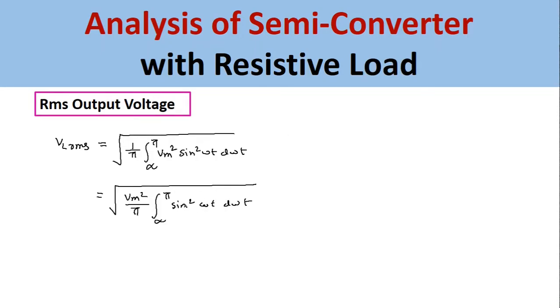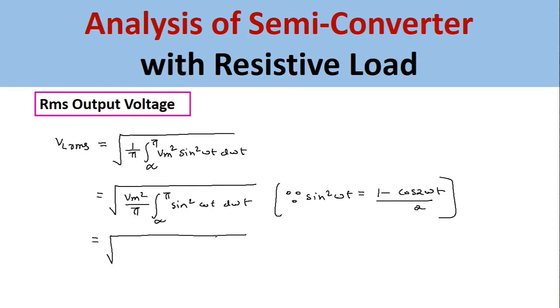Okay, now we will put the formula of sin² ωt. We know that sin² ωt is equal to (1 − cos 2ωt)/2. When we put this formula here, we will get √(Vm²/π ∫ from α to π of (1 − cos 2ωt)/2 dωt). This is the equation we are getting.